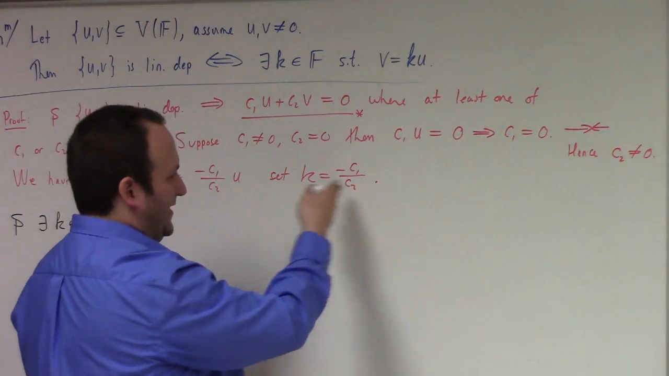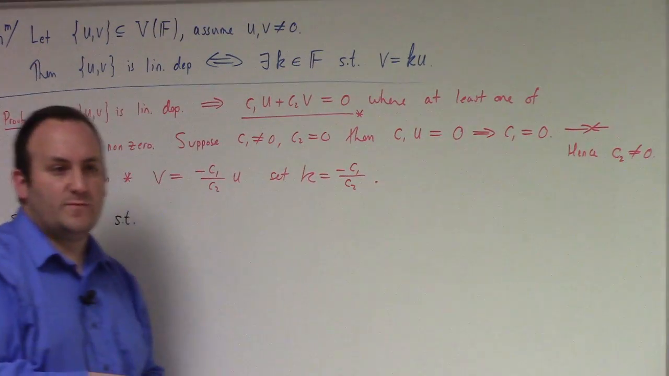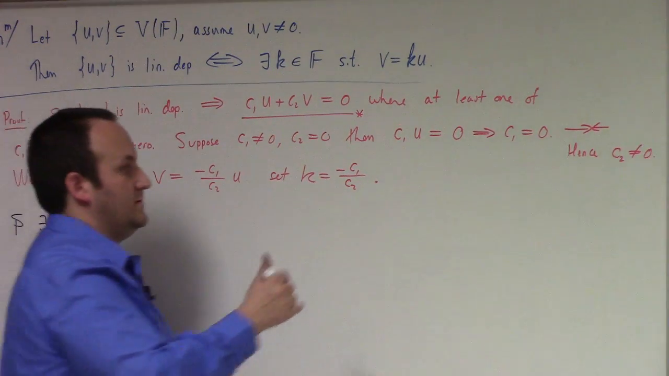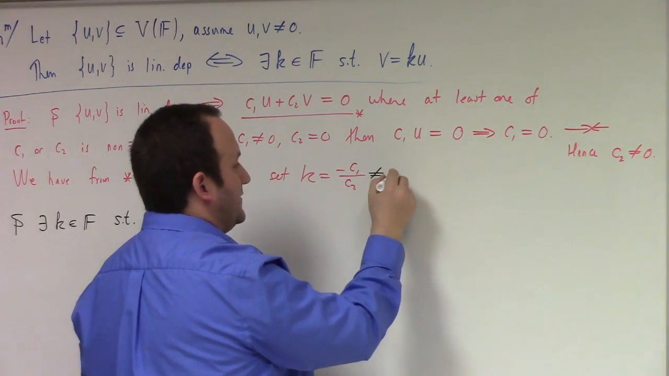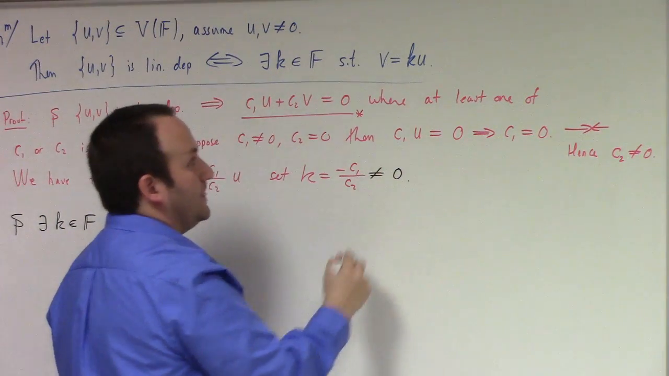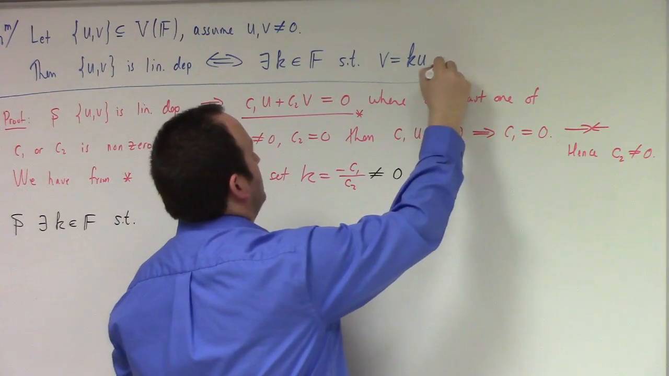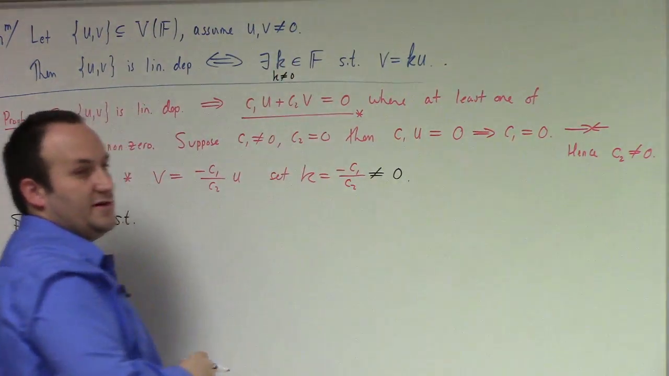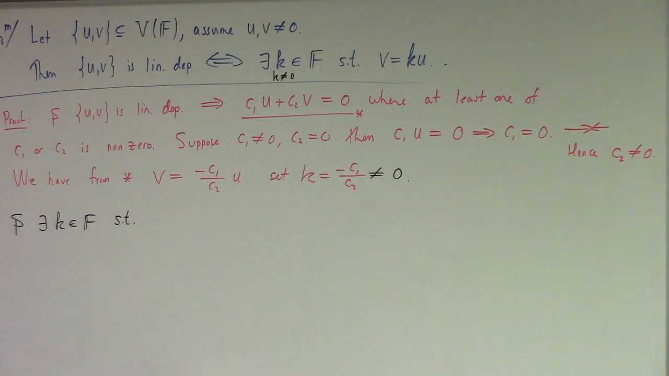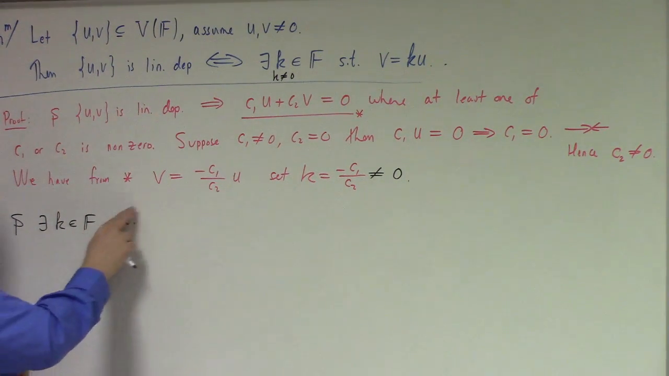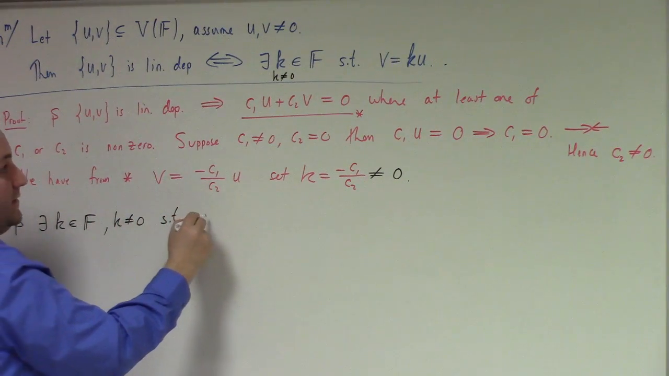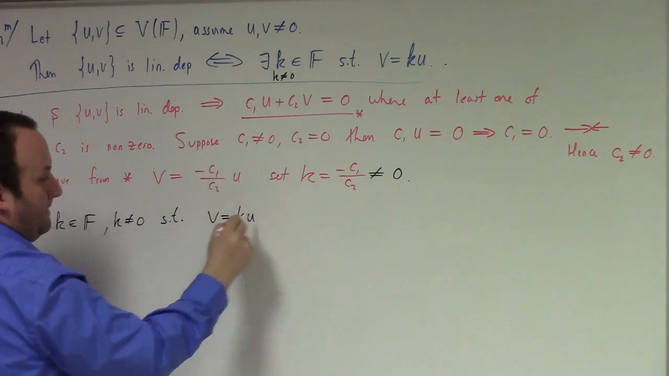What did we get here about k from my argument? It's not just any constant. It's a non-zero constant, right? Certainly the ratio of non-zero things is still non-zero. So in fact, you can add the condition that k is not equal to 0. That'll serve us well in going the other direction. So suppose there exists k in F, k not equal to 0, such that what? V is equal to ku.